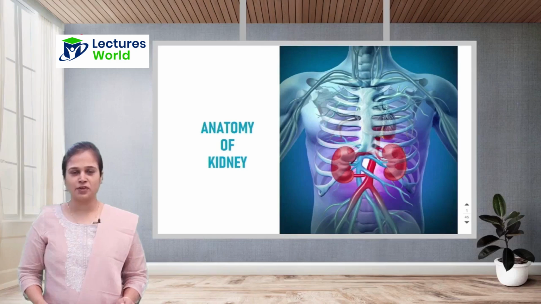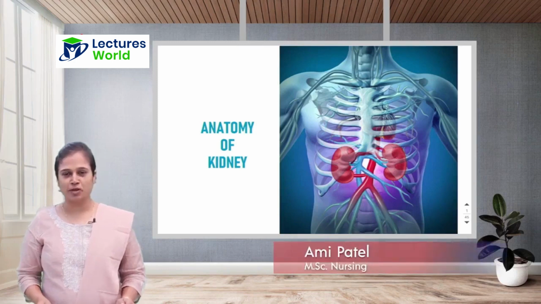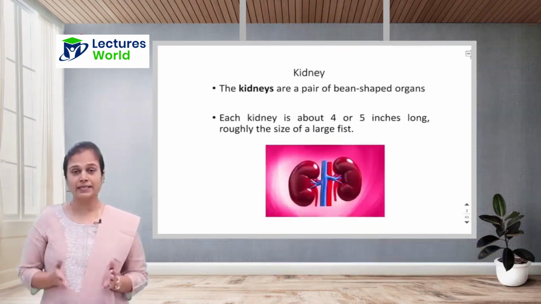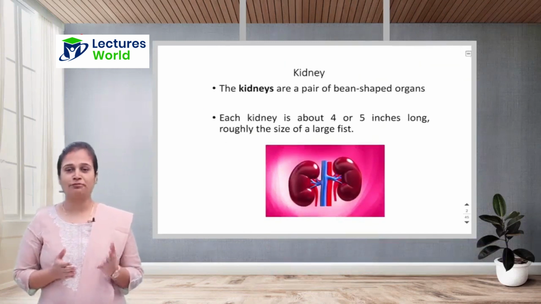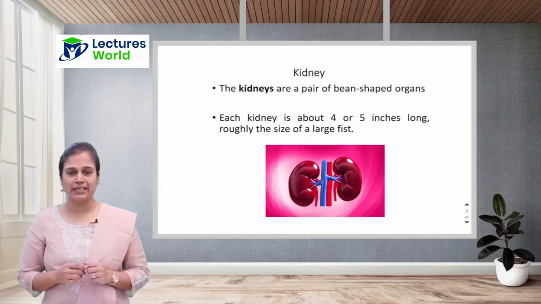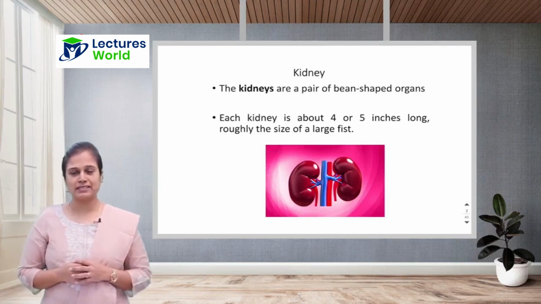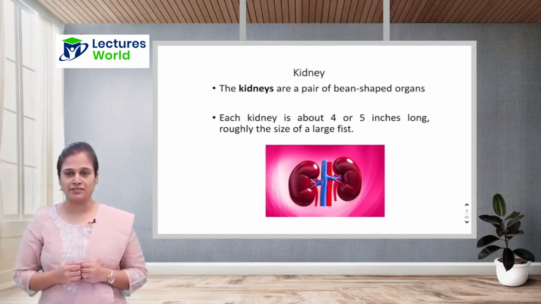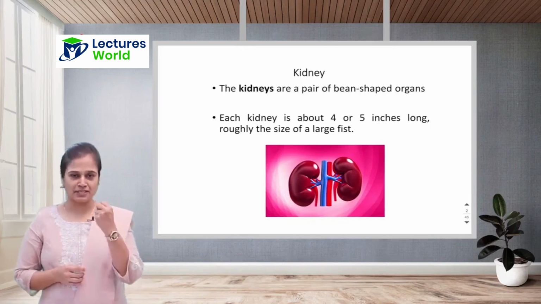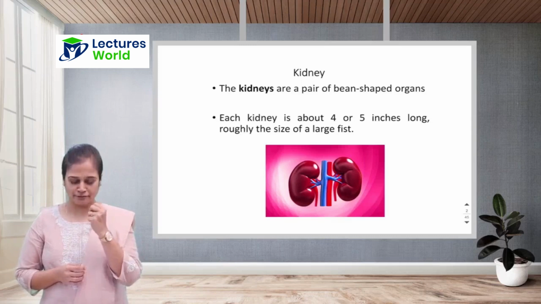In this session, we are going to learn about the anatomy of the kidney. Kidneys are a pair of bean-shaped organs. That means we have two kidneys and they are bean shaped. Each kidney is about 4 to 5 inches long and roughly the size of a large fist. It is the size of our large fist.